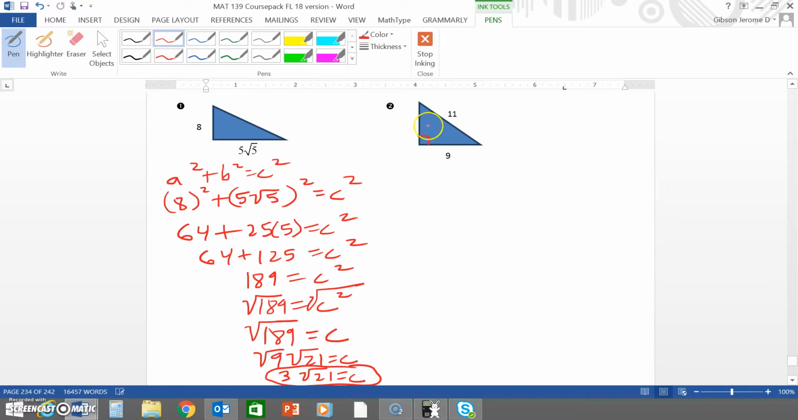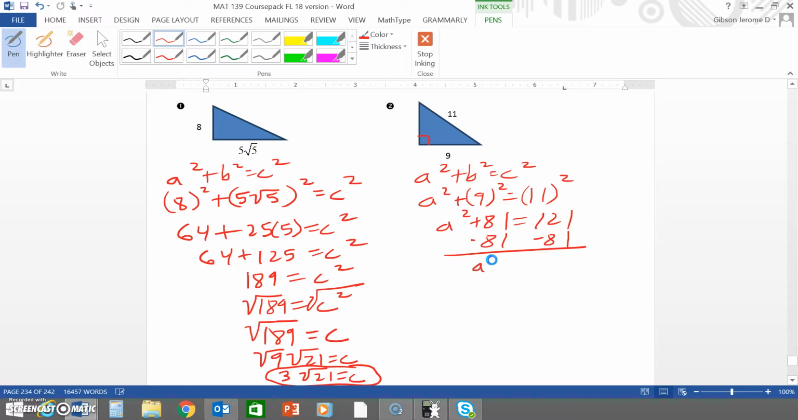Now we come here to problem number 2. You notice here we're missing a leg. So we have a squared plus b squared is equal to c squared. A we don't know, b is 9, and that's squared, is equal to c, which is 11, and that's squared. So it'd be a squared plus 81 is equal to 121. We'll subtract 81 on both sides, and a squared is equal to 40.